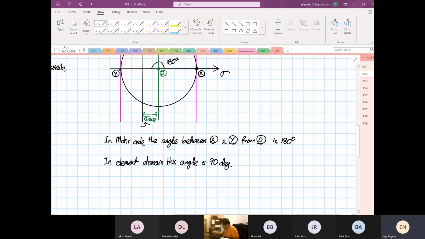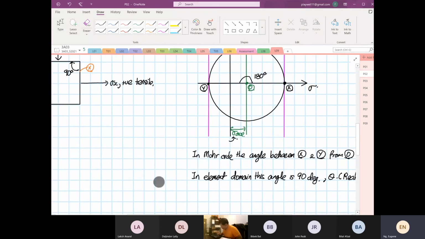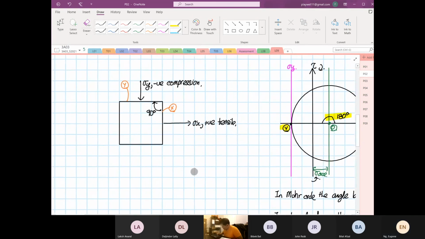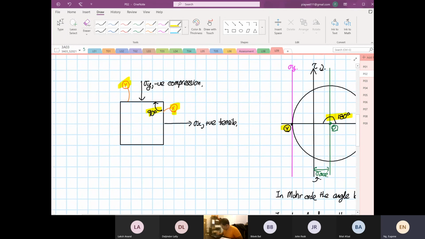So in the Mohr circle, if we call this 2 theta, on the element it is what? Theta. And the element is the real world, yeah? The element is physically the stress state on the shaft or on the structure. That's the real world. Okay, bring it back to the real world. So that's what I want you to observe. On the Mohr circle, the angle between point X and point Y is 180. On the element, X and Y, this angle is what? 90 degrees. Okay, so I want you to really observe that.